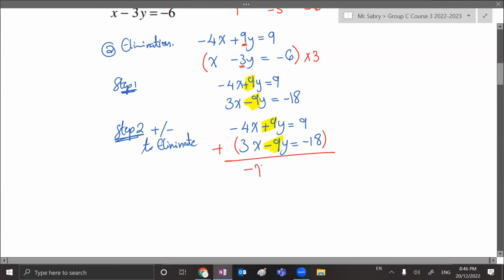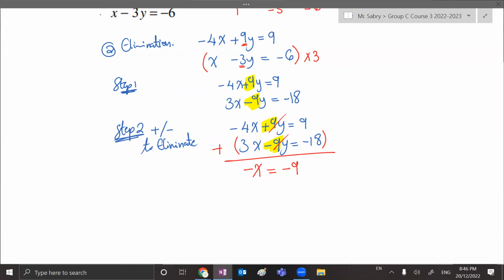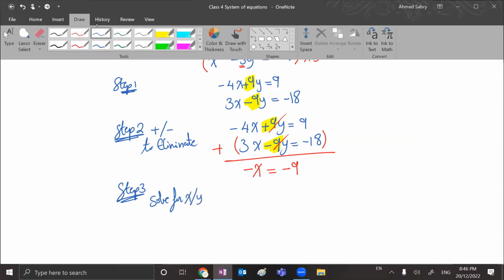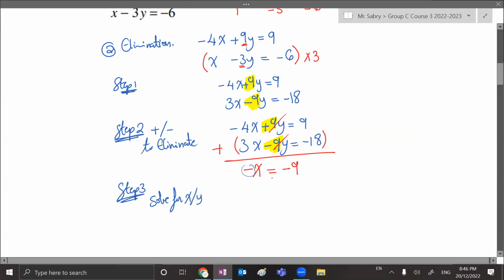-4 plus 3, that's -x. 9 plus -9, they'll remove each other. 9 plus -18, that's -9. So now -x equals -9. Step number 3. Solve for x, or solve for the variable, meaning get the x or the y on a side by itself. Start solving. How do I solve from here? To remove this negative, I'll remove negatives from both sides, so then x is equal to 9.